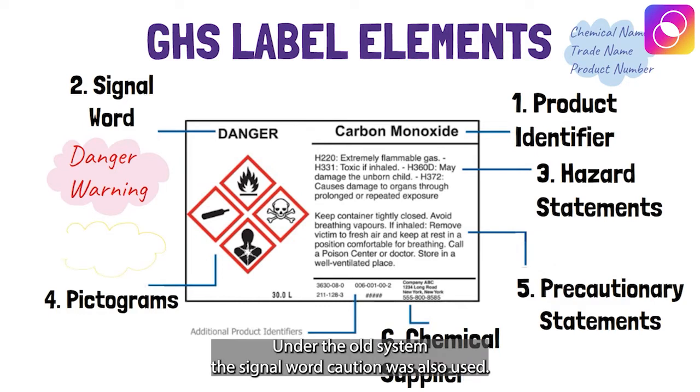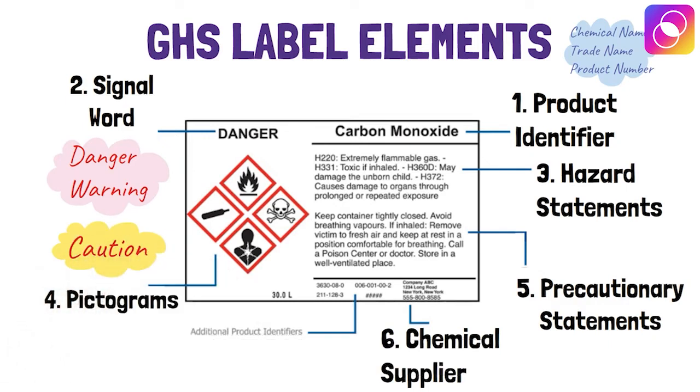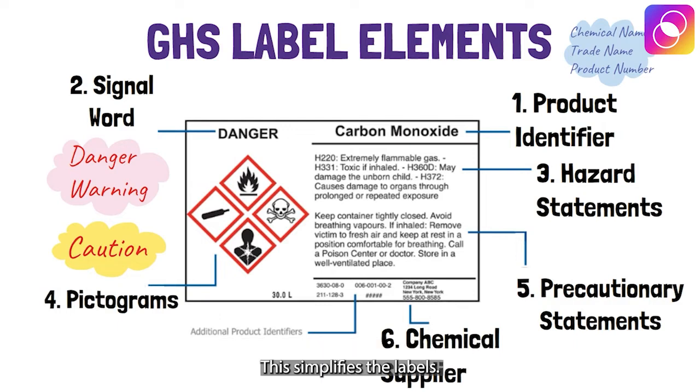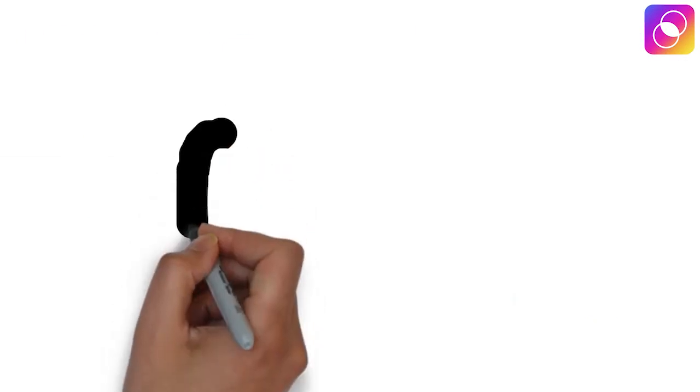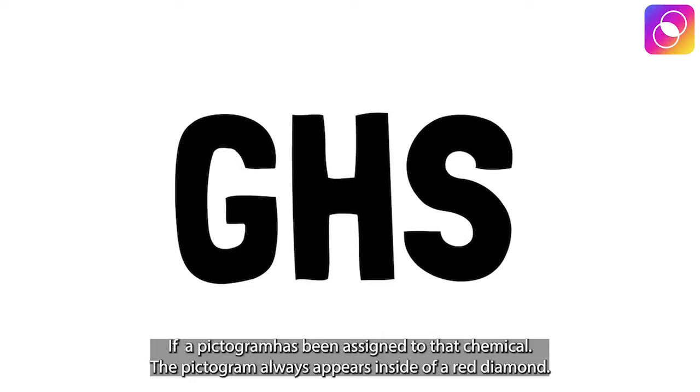Under the old system, the signal word caution was also used. It was between danger and warning, but it is not used under GHS. This simplifies the labels. Under the GHS, each label will carry 1 or more pictograms if a pictogram has been assigned to that chemical. The pictogram always appears inside of a red diamond.